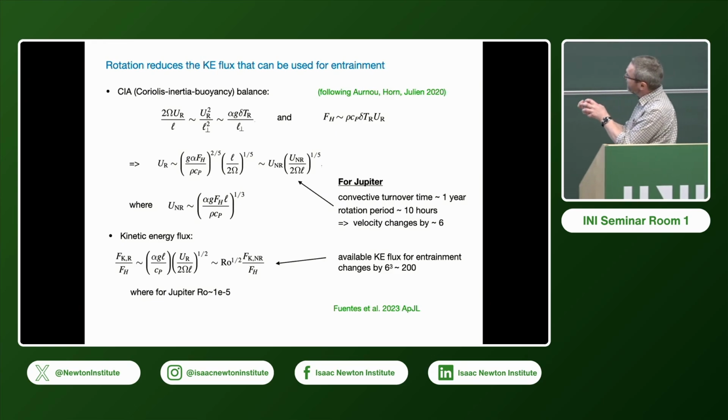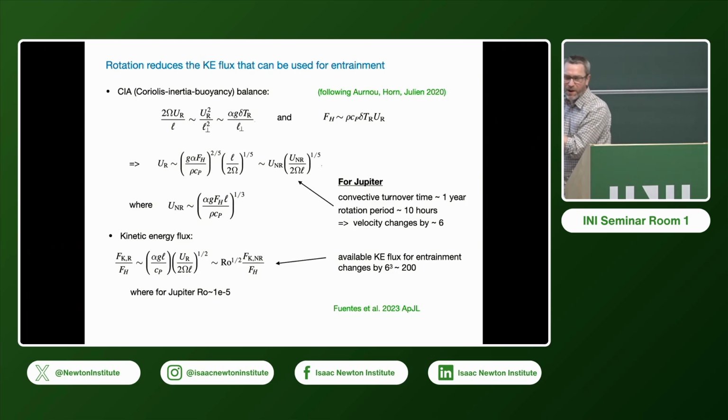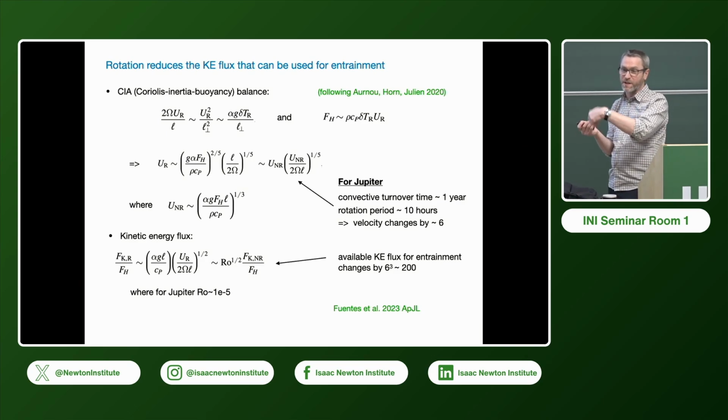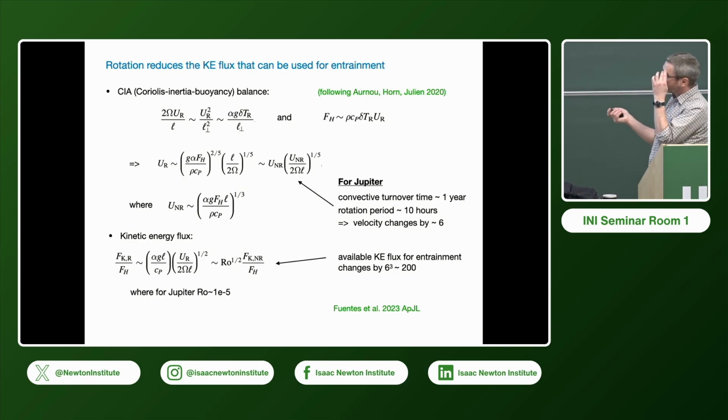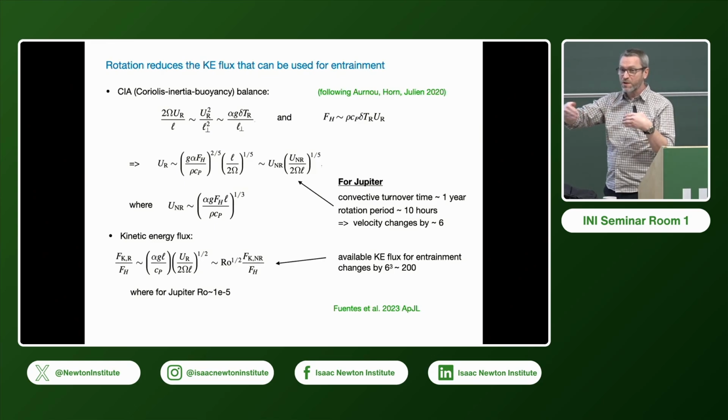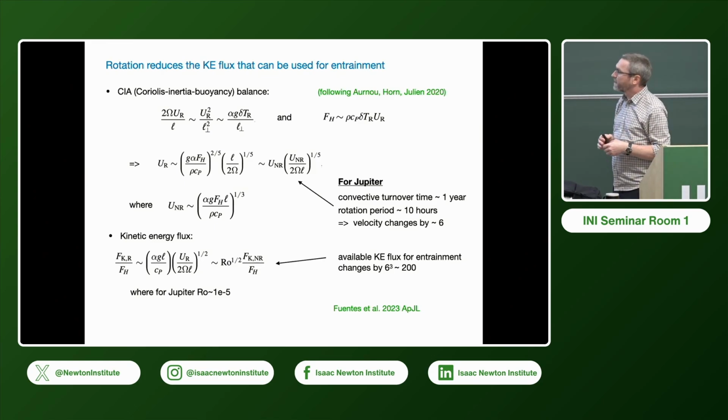And if you plug in the numbers for Jupiter, what you find is that the velocity changes by a factor of 6. So it's not that much. You reduce the velocity by a factor of 6. But for the kinetic energy density, we have to cube that, and then you go to a factor of 200. So there's a suggestion here that if you take rotation into account, this entrainment penetrative convection will be much slower because you have 200 times less kinetic energy density at the interface.